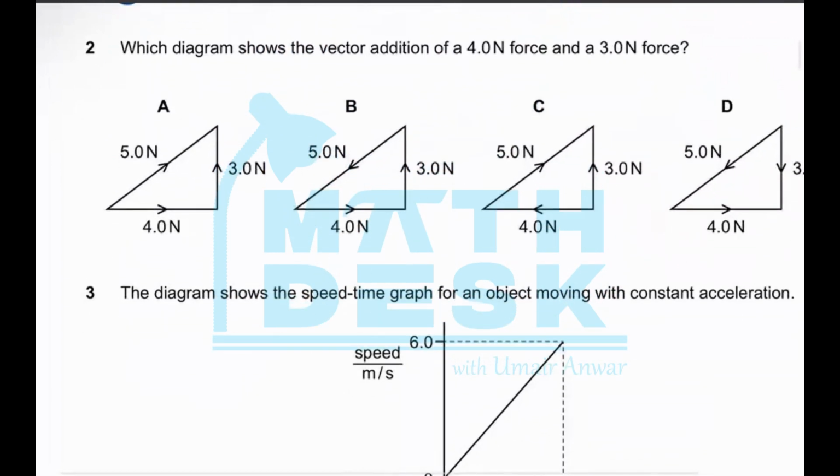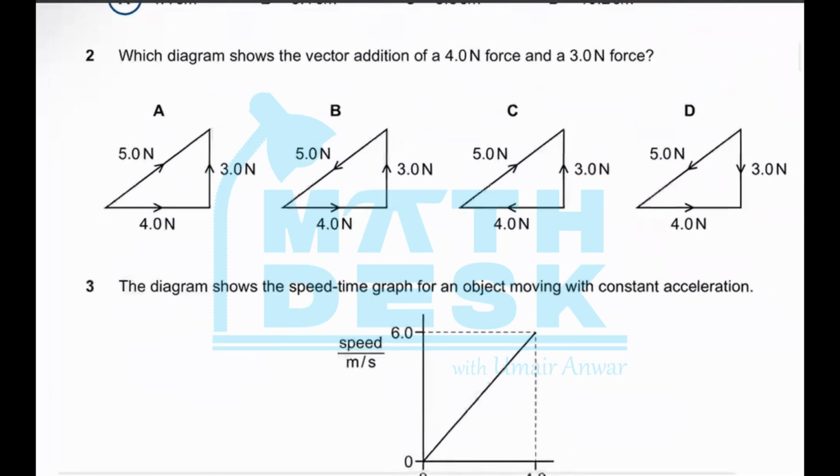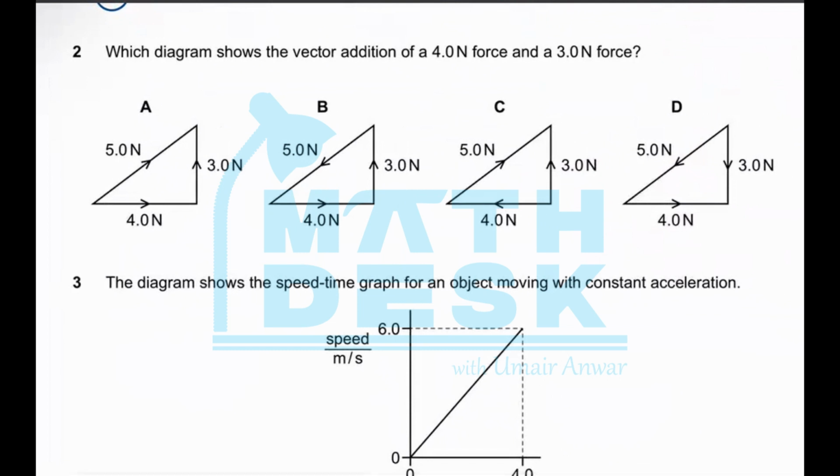Question number 2, it says that which diagram shows the vector addition of a 4 Newton force and a 3 Newton force. So for addition of the vectors, we would be using the tip to tail rule or triangular rule. And according to that rule, we need to draw the first vector. For example, we draw the 4 Newton vector. Then on the head of the first vector, the second vector is drawn. And the tail of the first vector is to be joined with the head of the second vector. So this vector would be the resultant vector.